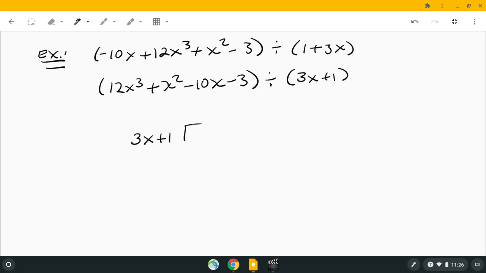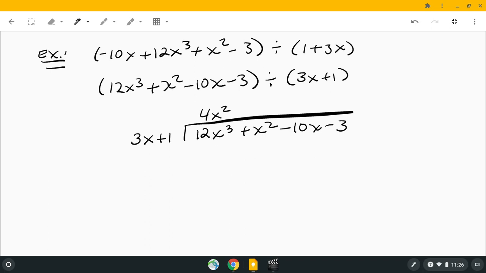3x plus 1, 12x cubed plus x squared minus 10x minus 3. Okay, ignore the 1. 3x times what will give me 12x cubed? That would be 4x squared. Now distribute 4x squared to all of this, and I get 12x cubed plus 4x squared.